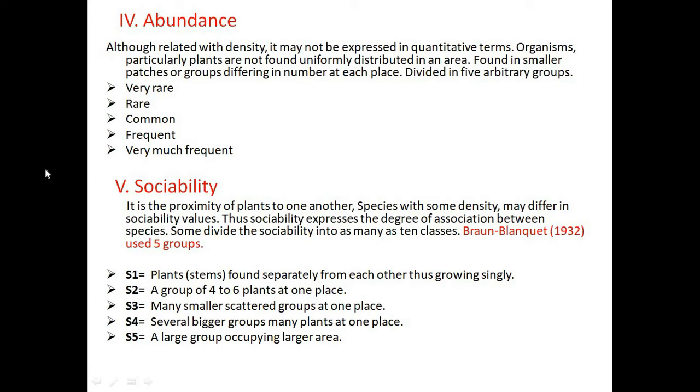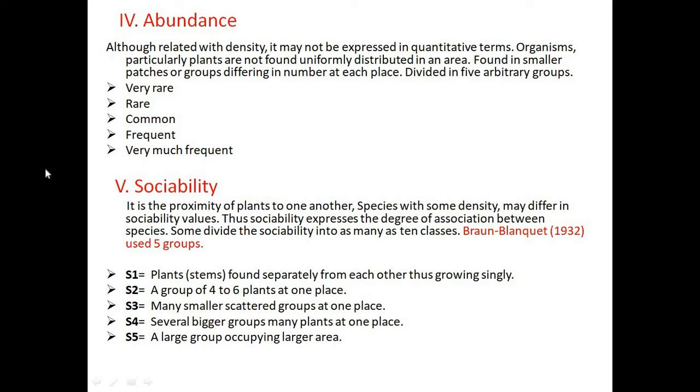Fifth is the sociability. Sociability means proximity of the plants to one another. So species with the same density may differ in sociability values. And sociability expresses the degree of association between species, how these are associated with each other. Some divide the sociability into 10 classes, like Braun-Blanquet in 1932. He divided into 5 groups.